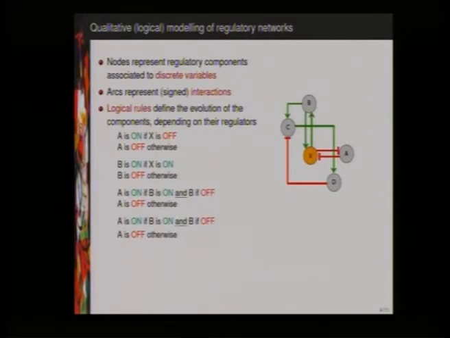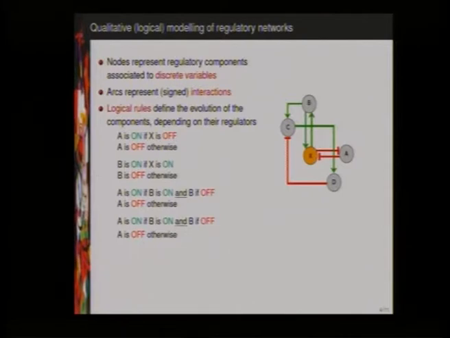So what we call a logical model of a regulatory network is defined by an interaction network where we have two kinds of arrows, the positive ones which convey an activation effect, and the red arrows which are inhibitory effects. Each node represents a regulatory component, a gene, a protein, or even a phenomenological node, and it is associated to a variable which can be in general a Boolean variable. And then we define logical rules that convey the regulatory effects of the regulators towards a node.